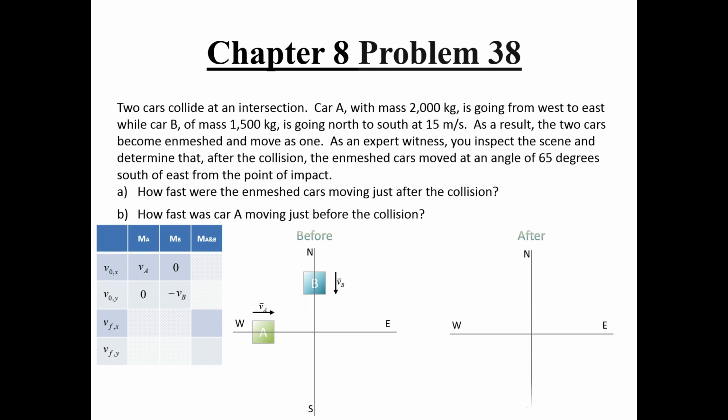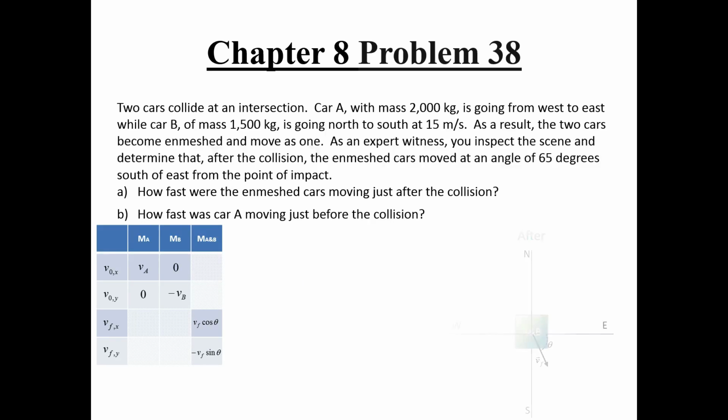After the collision, the cars become enmeshed and move off at an angle of 65 degrees south of east. In other words, the velocity is at an angle of 65 degrees below the horizontal. This means that the velocity has a component of the final velocity multiplied by cosine theta in the x direction, and the y component is negative with a magnitude equal to the final velocity multiplied by the sine of theta.